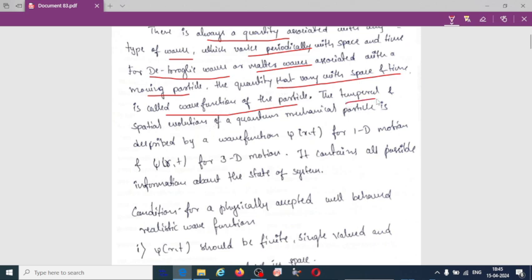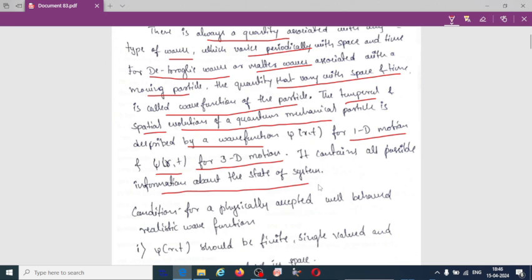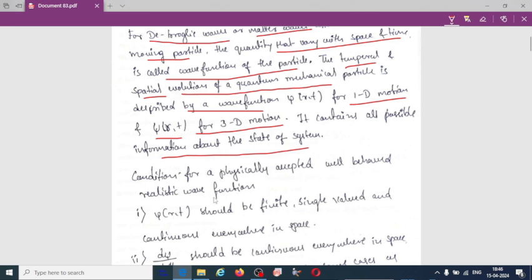Temporal means dependent on time, and spatial means dependent on position. So the temporal and spatial evolution of a quantum mechanical particle is described by the wave function, that is psi(x, t). Here x, t stands for one dimension. If we take psi(r, t), where r represents all three coordinates x, y, z, this is for three-dimensional motion of the particle. It contains all possible information about the state of the system. The wave function gives all the information about the state of the system.